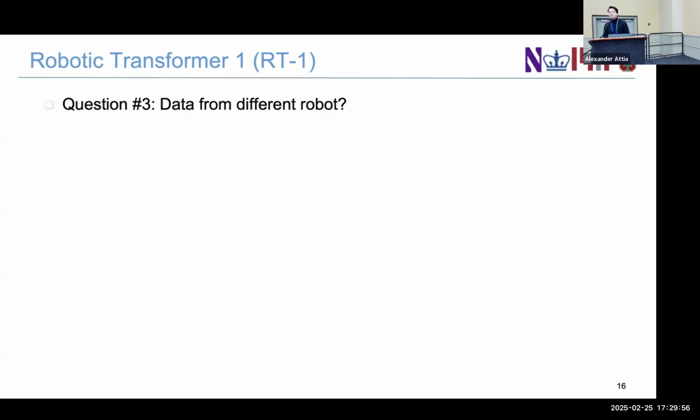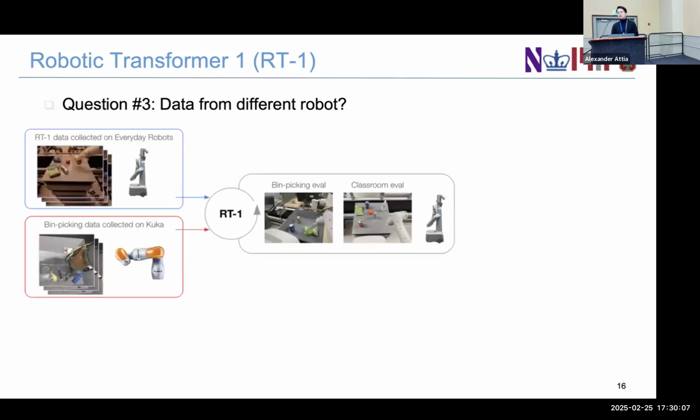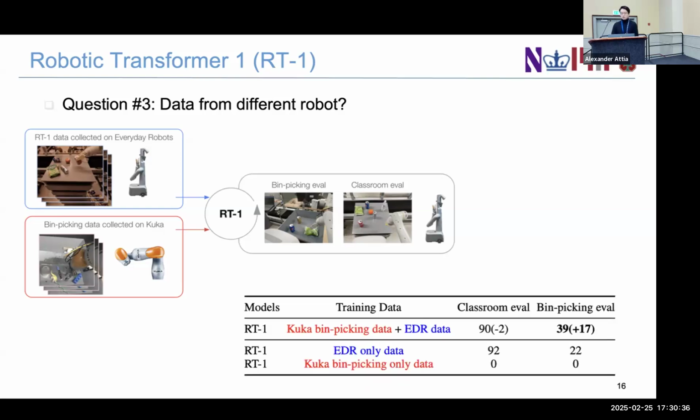The third question they're asking is about cross-robot model generalization, meaning would data from different robots help make the performance of this robotic foundation model better? They consider two types of embodiments. The first, shown on the top left, is the mobile manipulation robot developed by Everyday Robotics, which was the platform they mainly used for data collection. On the bottom left is the KUKA robot, which is trying to do some bin picking tasks. They want to see, when you merge these two distinct data sets together, how that influences the performance. And here are their results.